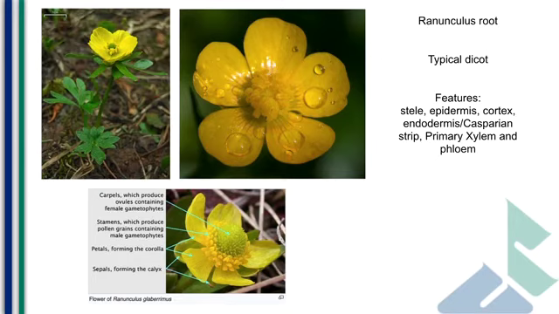Now, when we're identifying the features of this root under the microscope, we're going to want to pay very close attention to the stele of the plant, what the central vascular cylinder looks like, where the epidermis is, where the cortex in that root is, where the endodermis is, based on the presence of a Casparian strip, and then the presence of primary xylem and phloem within the stele of the plant.